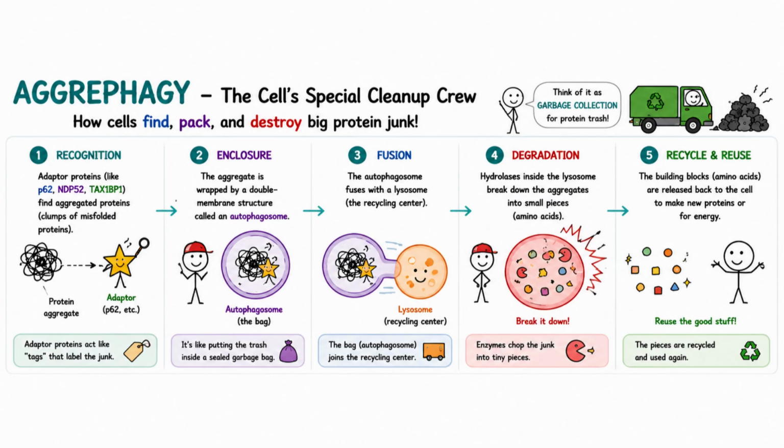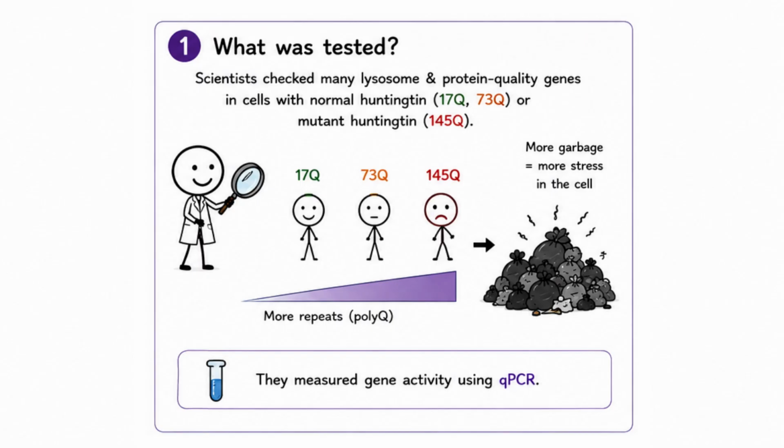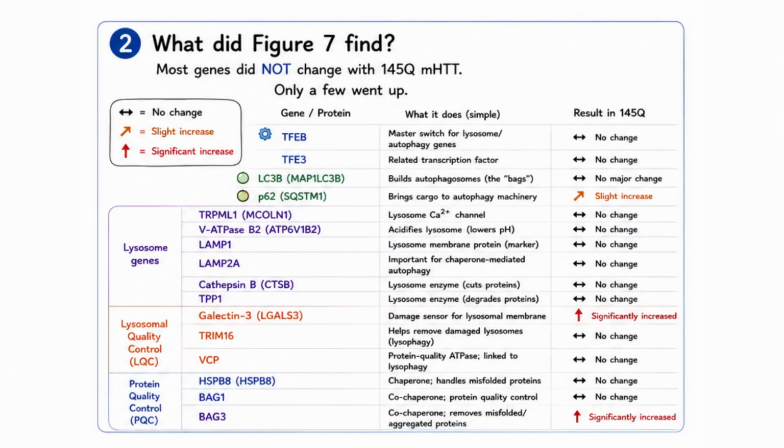It's time to read the cellular blueprints. Now, what's really interesting here is that the results were actually quite a surprise. The researchers tested the expression of a whole panel of genes to see if trapping TFEB and TFE3 caused a total collapse of the lysosome factories. But check out the table. Most genes, like the structural lysosome genes, didn't change significantly at all. There was no global collapse.